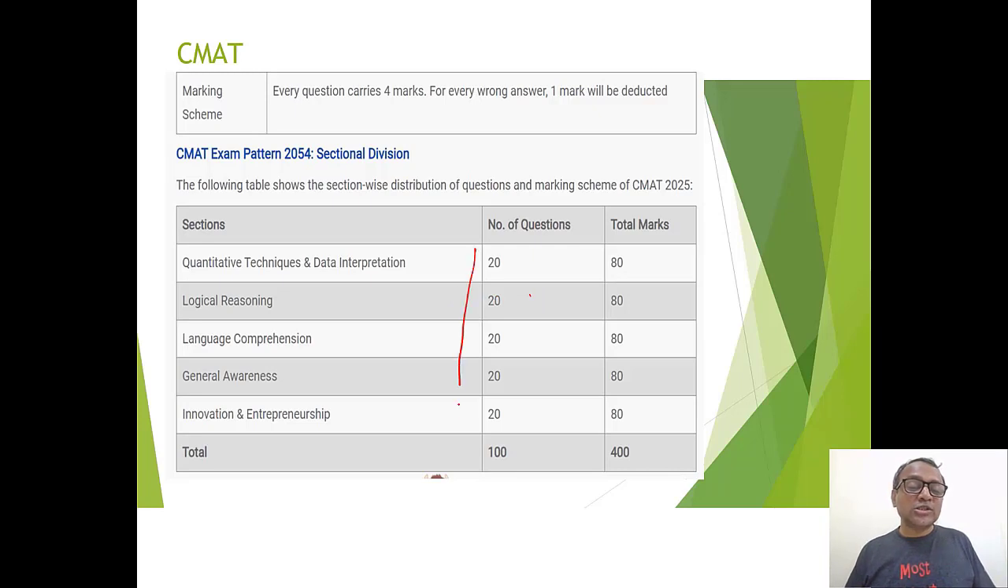It has 5 sections, 20 questions each. There is general awareness and there is innovation and entrepreneurship, so these 40 questions are more or less theory based. And then language, logic, and quant, which are normally there in all the examinations. This is what it is for CMAT.